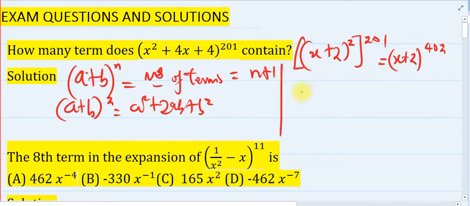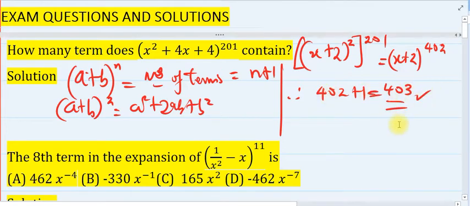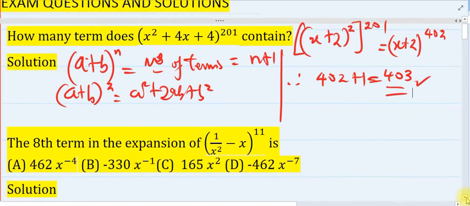We can now use our formula to solve this. Our n is 402. Therefore, the number of terms here is 402 plus 1, which is 403. So the answer is 403. So remember, whenever you are asked to find the number of terms of a binomial expansion, just add 1 to the index, that's the power.